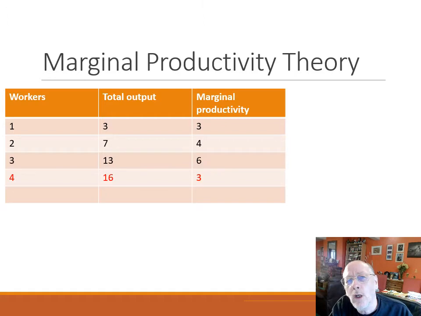Now with the fourth worker, things start to get a little bit more tricky because maybe they're starting to run out of machinery to work with. You might be running out of room. So total output may still go up from 13 to 16, but it's only rising by 3, whereas it was rising by 6 before. And with that fifth worker employed, we're still getting a little bit of extra output, but it's only gone up from 16 to 17. Possible, incidentally, that total output may actually fall if they get in each other's way, but not in this example. So it's gone up from 16 to 17, a marginal output of 1.